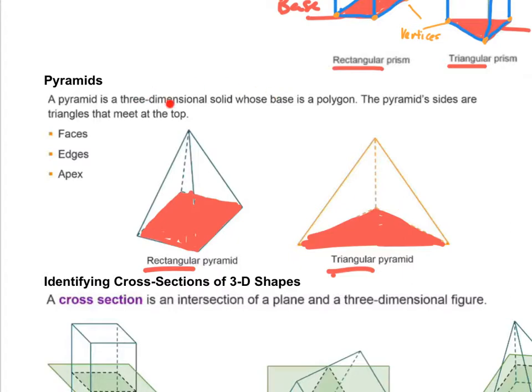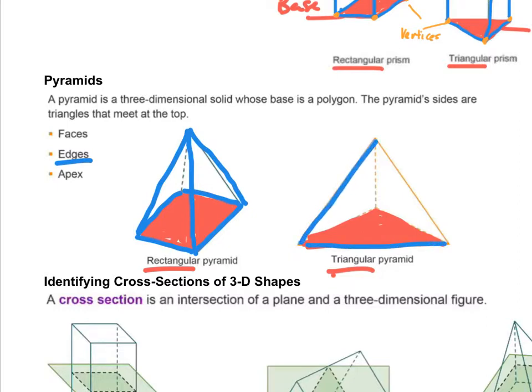We have a base which is a polygon, but the sides of a pyramid are triangles that meet at a common point. Okay, so we also have edges. When we talk about pyramids, edges are where all your faces meet, and that's all these different parts here. These are all edges. Same thing over here. So these are edges.